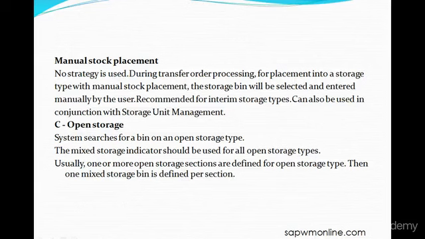So in an open storage, the system searches for a bin in an open storage type. The mixed storage indicator should be used for all open storage types. Usually one or more open storage sections are defined for an open storage type. Then one mixed storage bin is defined per section.